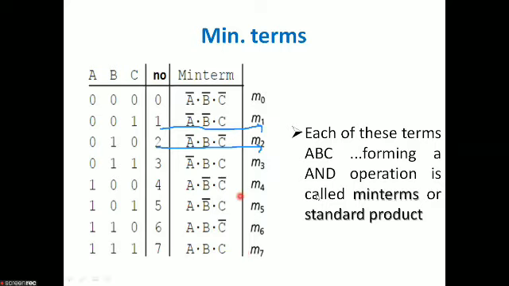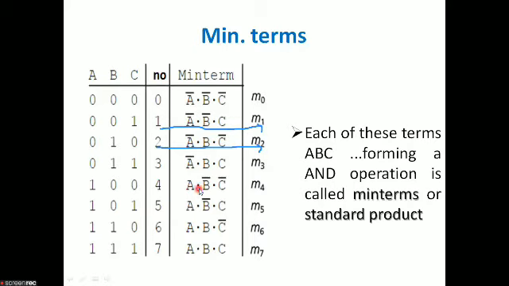So this is written here, forming an AND operation. So here we have given a dot sign. This is A bar dot B bar dot C bar. That is min term 0. Each of these has a dot between them. Again, see this one. This is A bar dot B bar dot C. This is min term 1. This is A bar dot B dot C bar. That is min term 2. Next is A bar dot B dot C. That is min term 3.